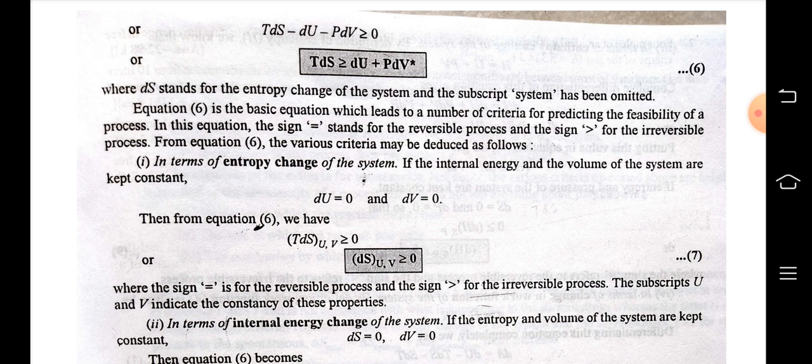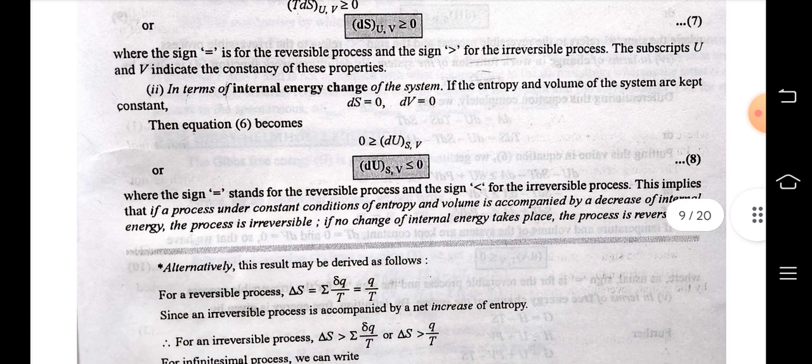In terms of entropy change of the system, if the energy and the volume of the system are kept constant, dU is equal to 0 and dV is equal to 0. TdS at constant internal energy and volume is greater than or equal to 0, so dS at constant U and V is greater than or equal to 0, with equal for the reversible process and the greater sign for the irreversible process. The subscripts U and V indicate the constancy of these properties.